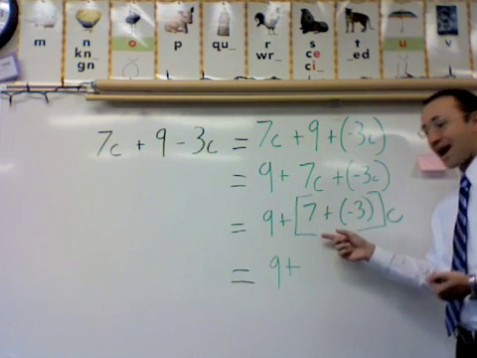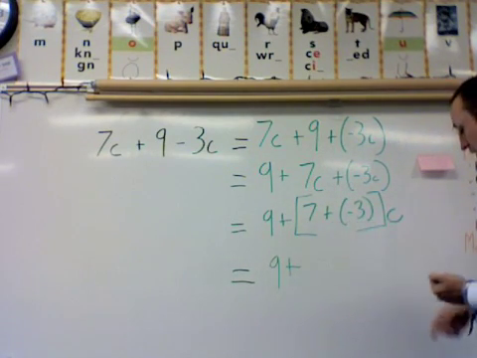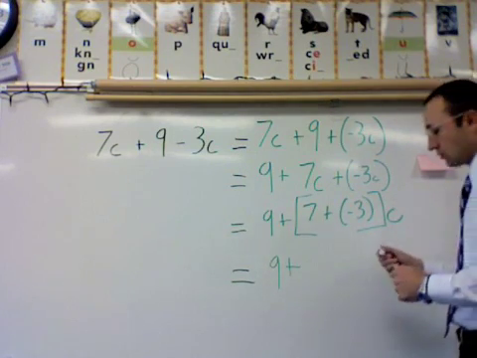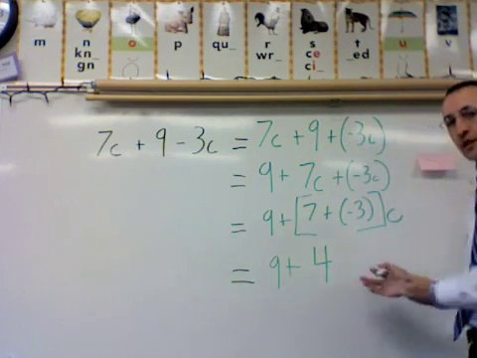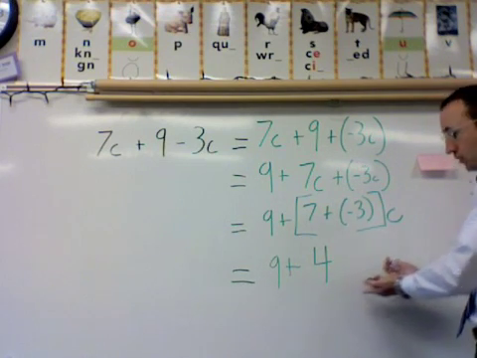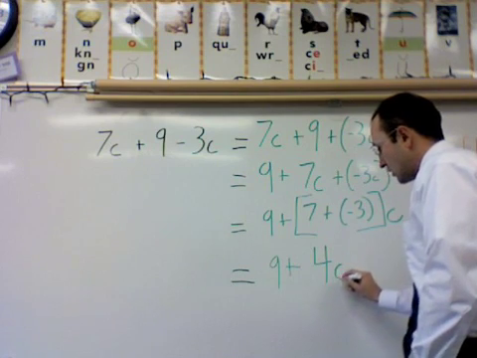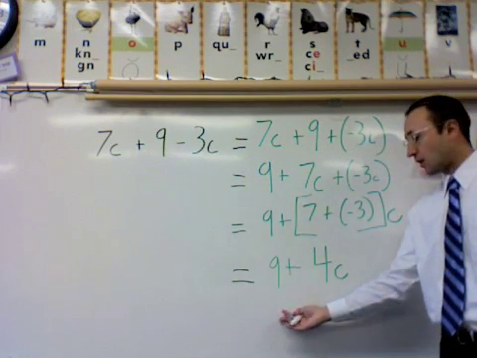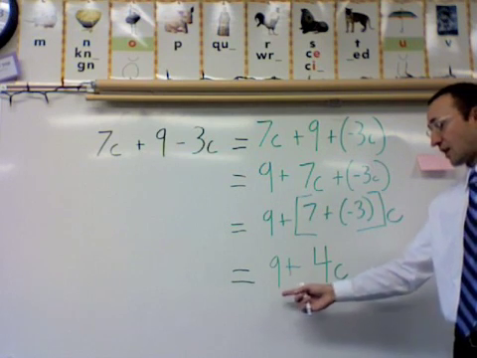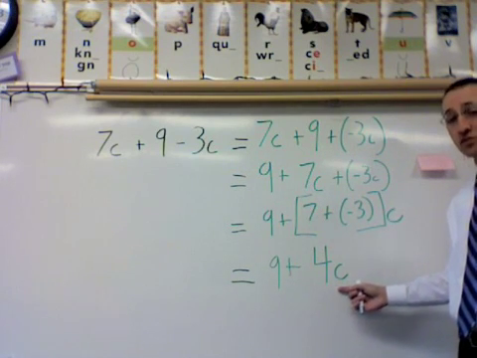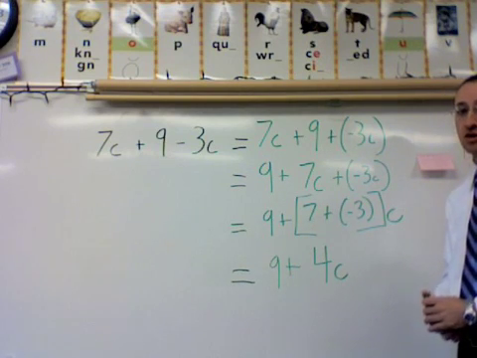And now if I go back and do this problem inside the brackets, I have 7 plus negative 3. I work that out. That answers a positive 4. And I'm going to multiply that 4 by the variable c. So all I have to do is bring it down. And I end up with 9 plus 4c, which we can also say is 9 plus 4 times c. We don't have a value of c, so that means this expression is done.